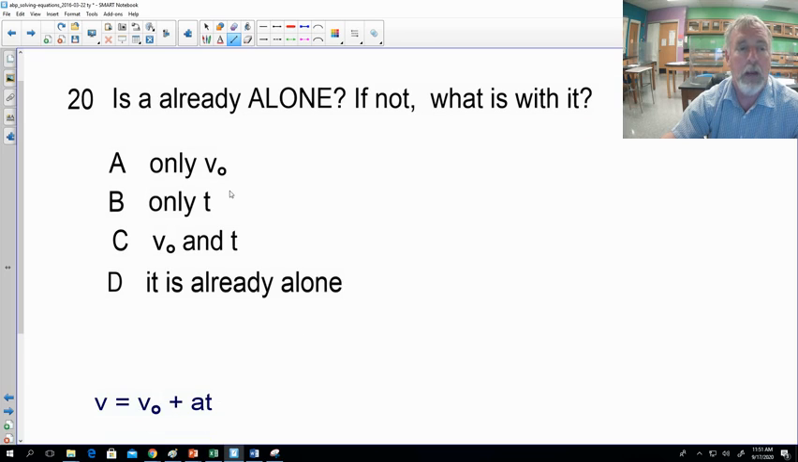So again, looking at it, is a already alone? Well, no, a is not alone here, right? If we look at our equation here, not only is there a t, but there's also a v0 here, right? So there are two variables over here with our a. So our answer here is going to be option C. Both v0 and t are with our a.